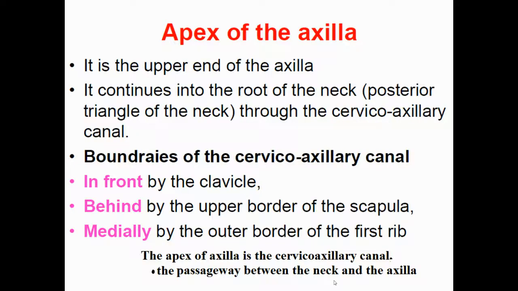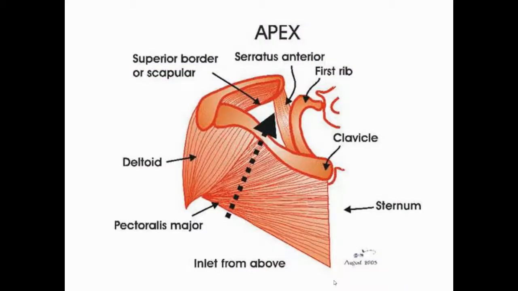The apex of the axilla is the upper end of the axilla, and it continues into the root of the neck through the cervicoaxillary canal. The boundaries of the cervicoaxillary canal are: in front, the clavicle; behind, the upper border of the scapula; and medially, the outer border of the first rib. The apex of the axilla is the cervicoaxillary canal, the passageway between the neck and the axilla.